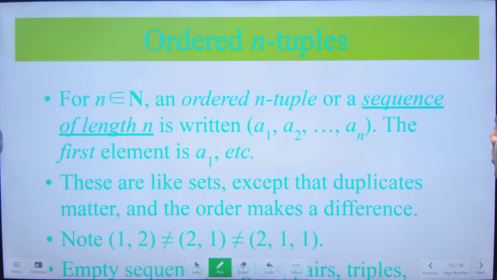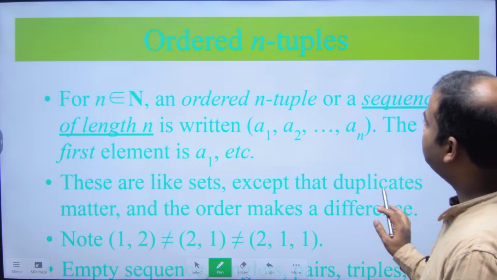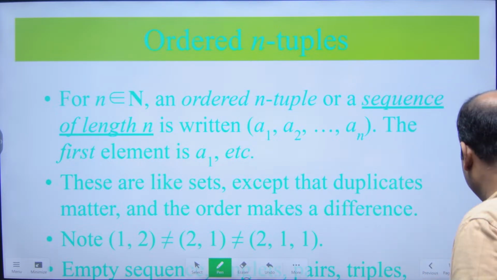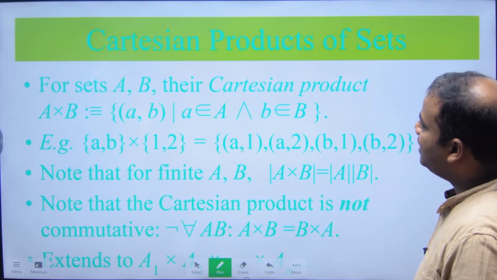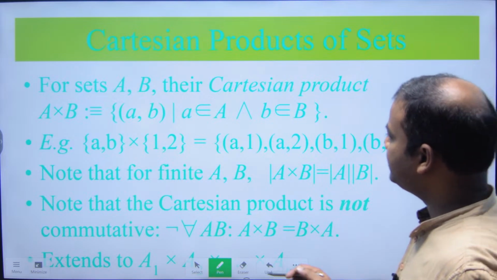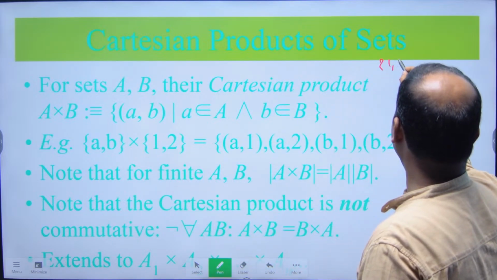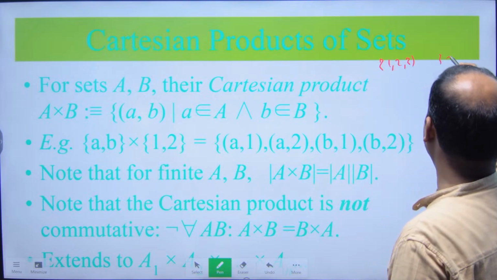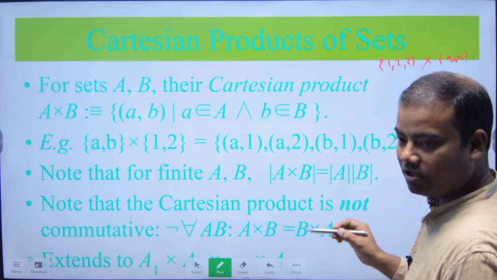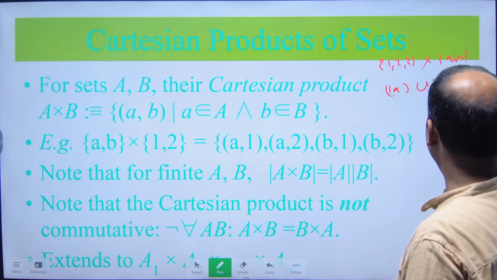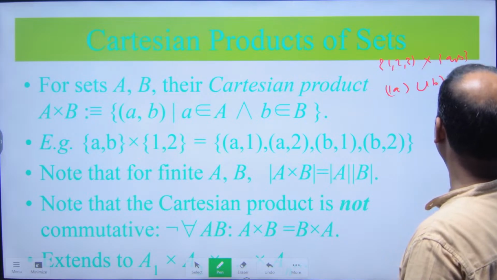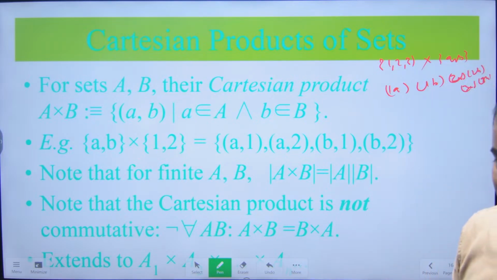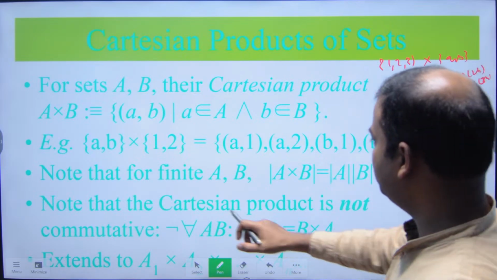Ordered tuple. Okay, so there may be an ordered tuple also. Cartesian product. Okay, now it will come to this. What is Cartesian product? If there are two sets, for example 1, 2, 3 and another set A, B, then what is the product of both? 1A, 1B, 2A, 2B, 3A, 3B. Okay, so that is called the product of two sets.